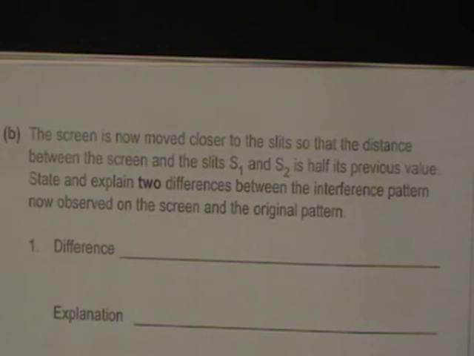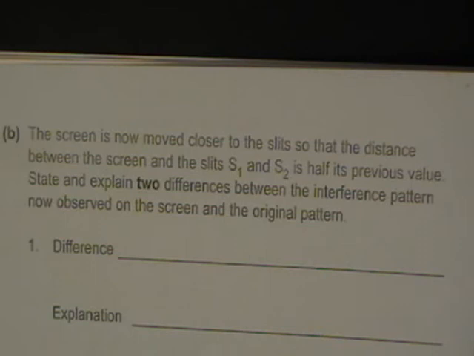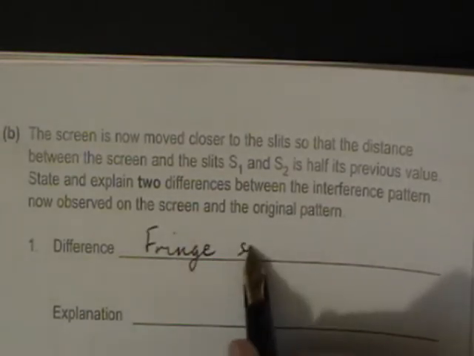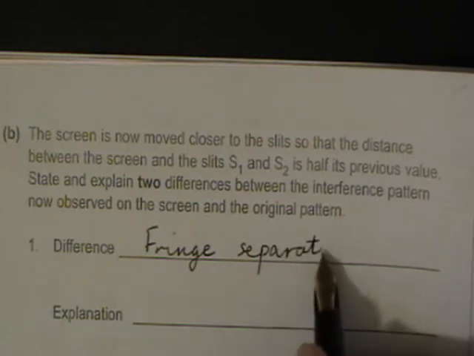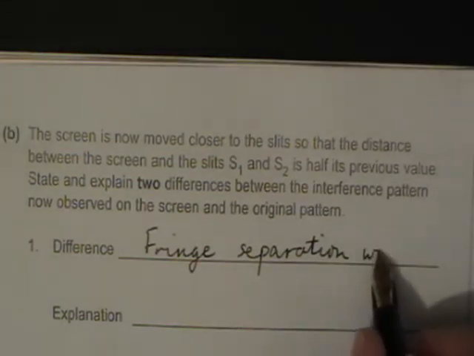Alright, the screen is now moved closer to the slits so that the distance between the screen and the slits S1 and S2 is half its previous value. State and explain two differences between the interference pattern now observed on the screen and the original pattern. So what we're going to notice now is that the fringe separation is going to be different. Because we've halved the distance, the fringe separation will be smaller.